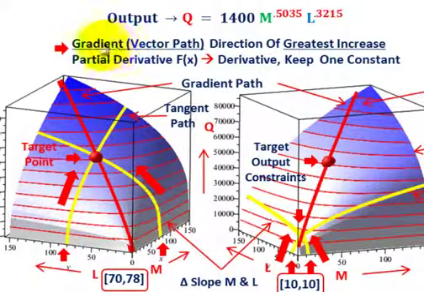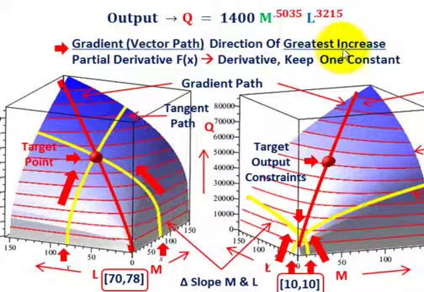The next thing we have to deal with is the gradient vector path, and that's really the direction of the greatest increase in our output. And we do that through a partial differentiation of our function. This is where we're going to take the derivative of one of our variables and then keep the other constant. We'll go through that here.